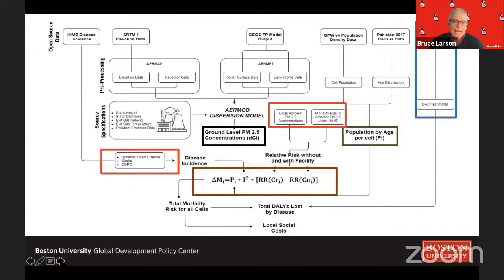From that change in mortality risk, we can then convert that into disability adjusted life years lost, essentially life years lost in this case. Based on that blue box on the right, we can go to the WHO life tables to get age-specific life expectancy. And from that, we can come up with daily estimates per age. And we can use recent estimates on the value of statistical life from many countries around the world, including Pakistan, to convert mortality risk into social costs in terms of a monetary equivalent.